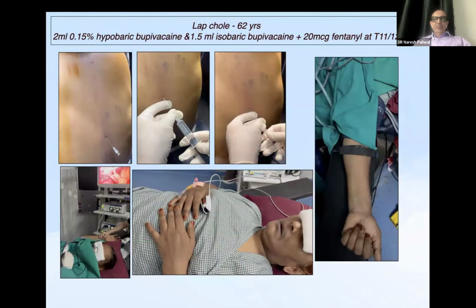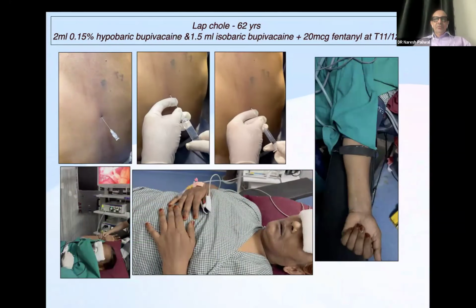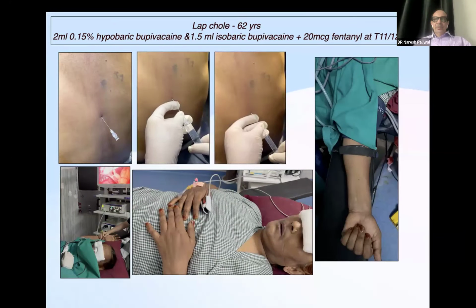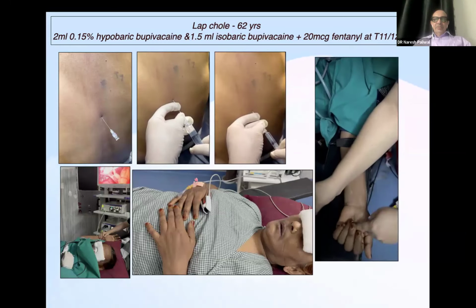This is 2-drug technique for lap chole. 2 ml of 0.15% hypobaric bupivacaine and 1.5 ml of isobaric bupivacaine plus 20 micrograms of fentanyl at T10. After that, we have started using just 0.1% because this patient had some respiratory discomfort even with 0.15%. So nowadays, what we do is we use just 0.1% of hypobaric drug. Levels tested were up to the cervical roots.